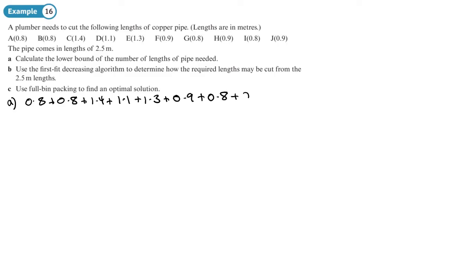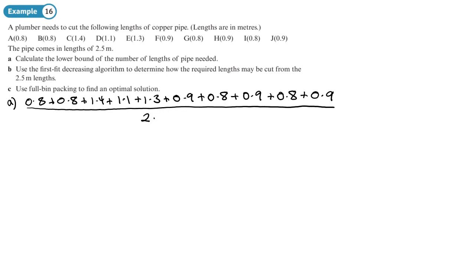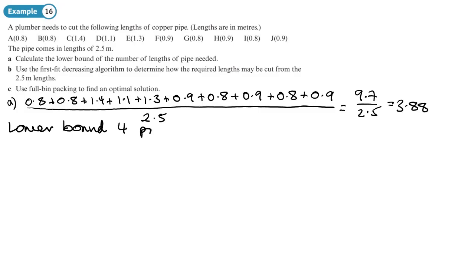We want to cut these lengths of pipe. We want the minimum amount of wastage. So this is a practical problem. Well, all of maths is very practical. So we'll divide that by 2.5. Okay, so we're going to get 9.7 divided by 2.5. Let's work that out. And we'll get 3.88. So remember, you round it up. So our lower bound for the number of pipes needed is going to be 4. Lower bound is 4 lengths of pipe needed.